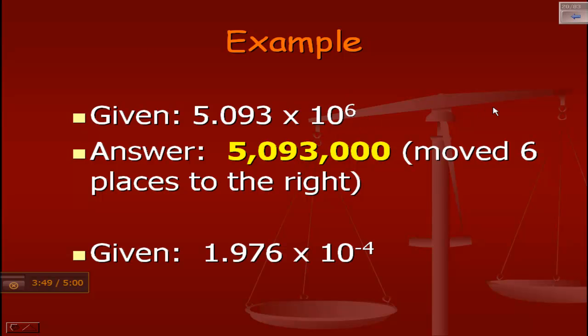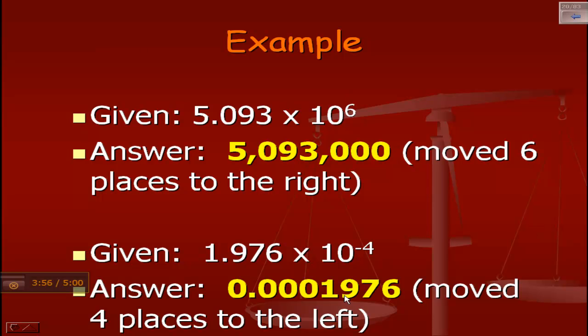If we have a negative exponent, we're going to move our decimal point to the left, so we will have to, again, add some zeros. So if our decimal point was right here after the 1, 1, 2, 3, 4 places to the left.